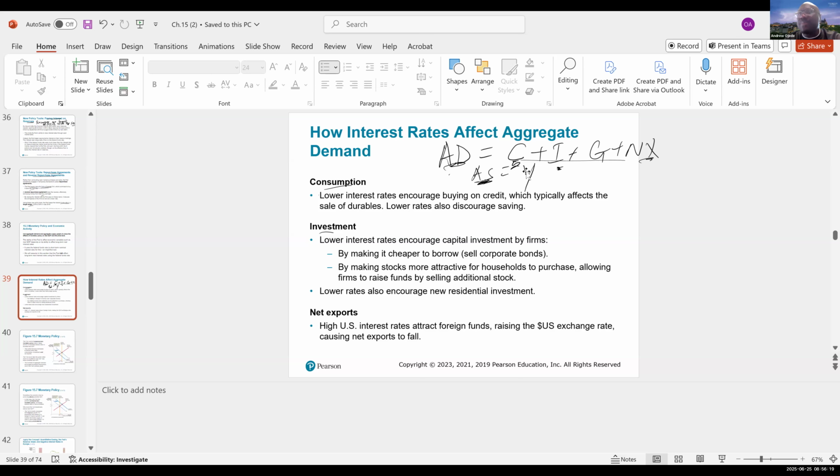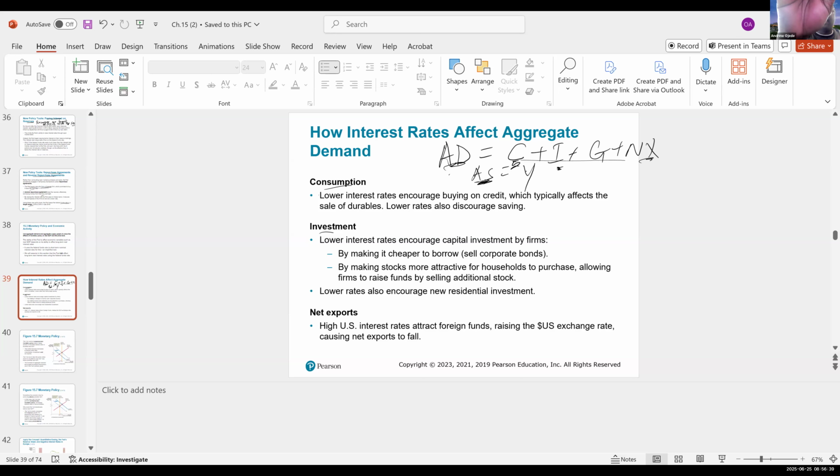That can boost consumption spending. When interest rates are very high, let's say interest rates on credit cards are averaging 25%, then Americans are going to find it expensive to borrow money for consumption purposes. So consumption is going to fall. That's straightforward. We borrow more when interest rates are low. We borrow less when interest rates are high for consumption.